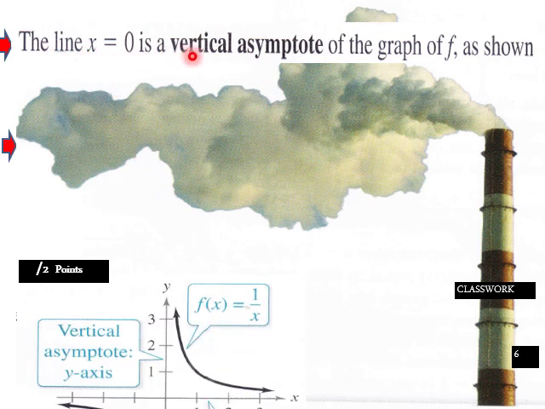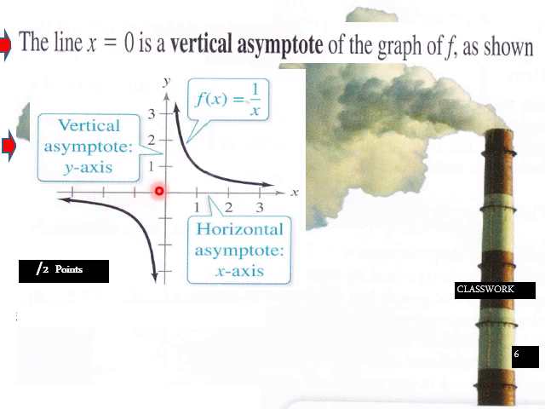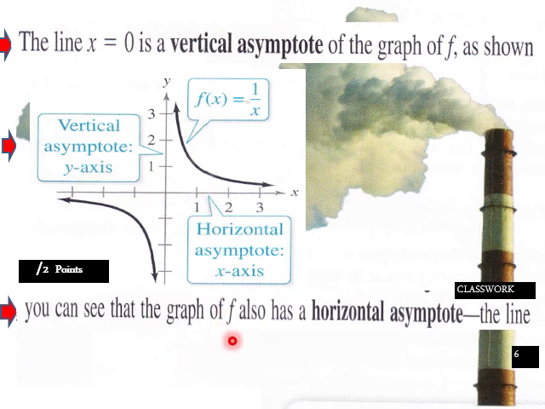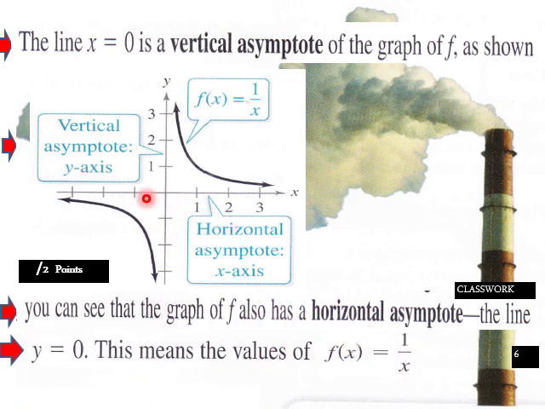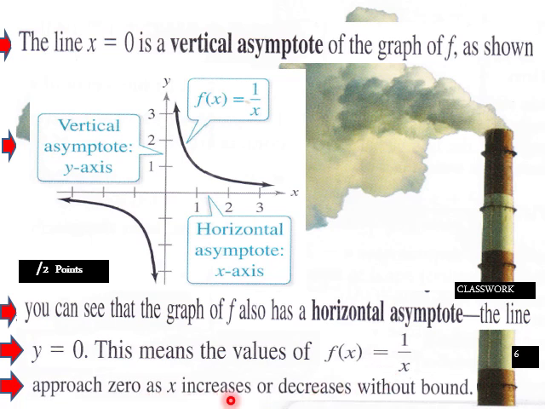The line x equals 0 is a vertical asymptote of the graph. Here is your x equals 0, which is the y-axis of the graph as shown. And the vertical asymptote is the y-axis. The horizontal asymptote would be the x-axis here. So the graph of f has a horizontal asymptote, the line y equals 0, or the x-axis. This means that the values of f of x equals 1 divided by x approach 0 as x increases or decreases without bound.